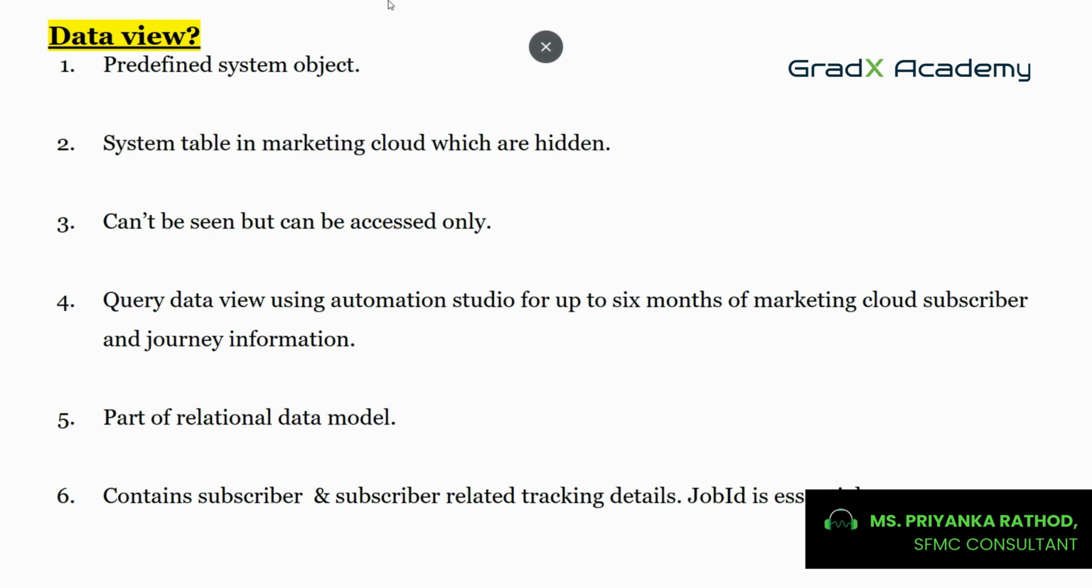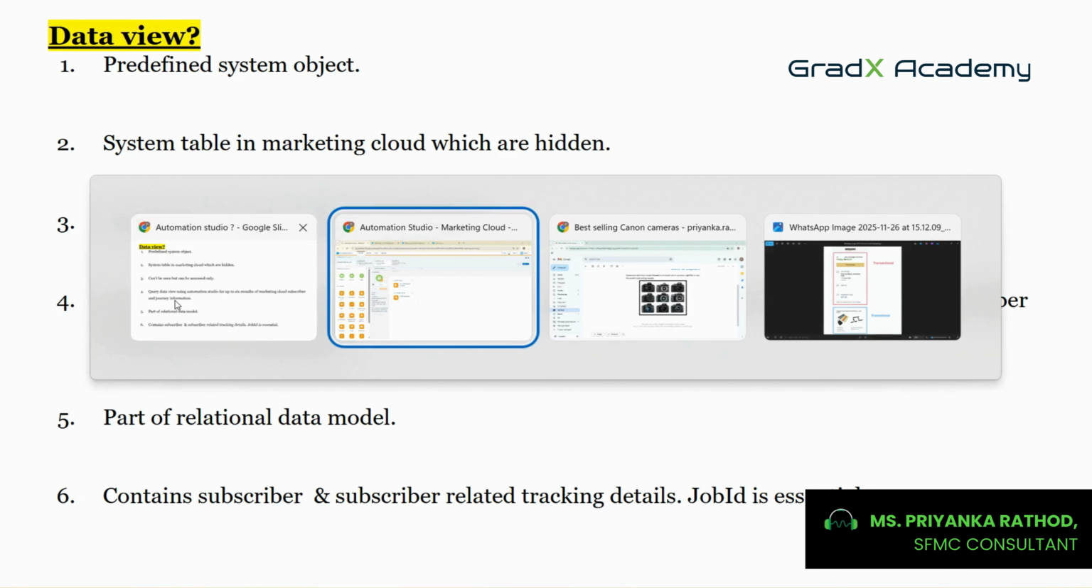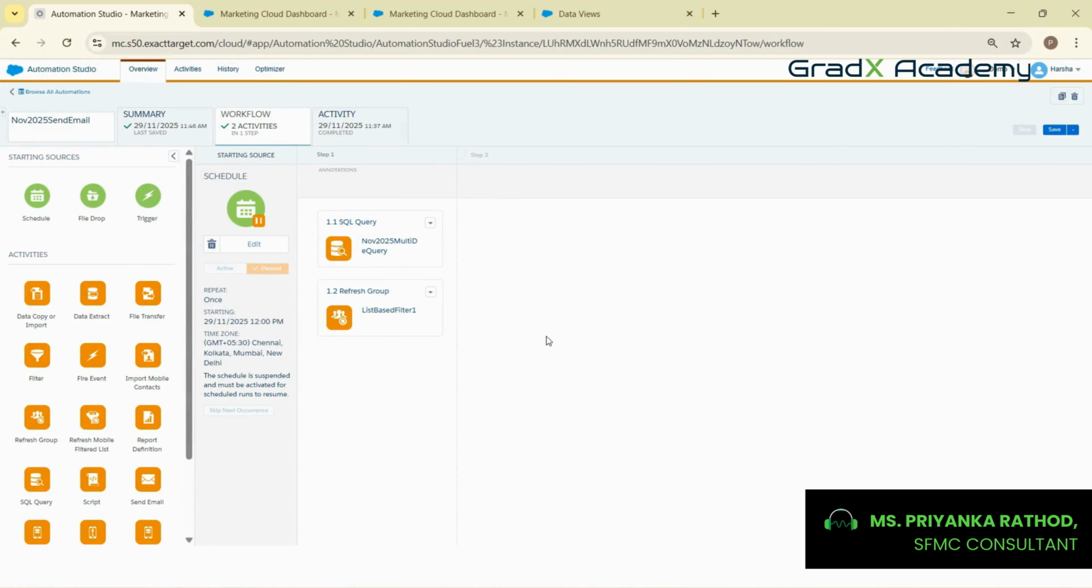Here also there is a criterion that only 6 months of data can be queried. Data older than 6 months cannot be queried. It contains subscriber and subscriber-related details. The most essential part is that it can't be seen but can only be accessed. If you want to fetch a particular subscriber's detail, you can get it from a data view by using a query. By using an SQL query you can fetch the data.